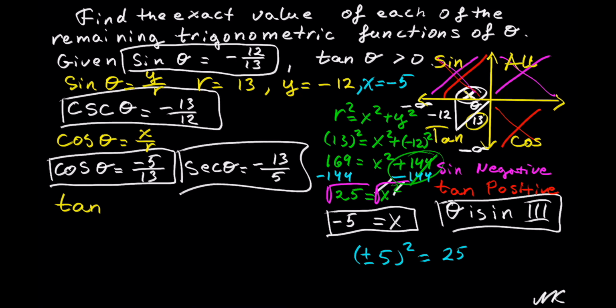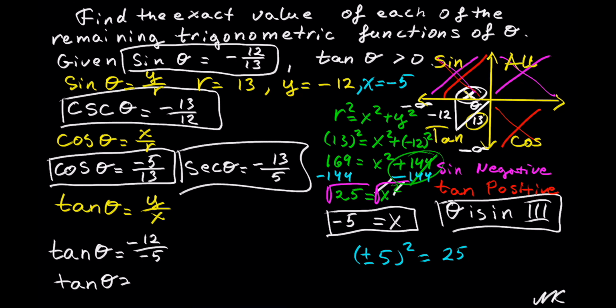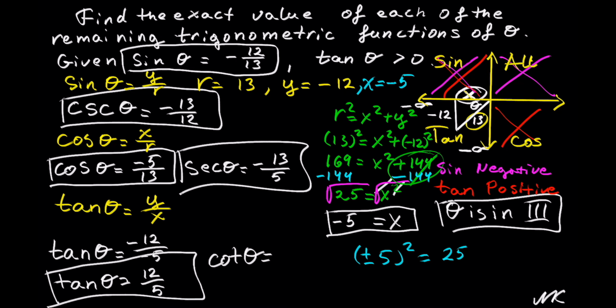And tangent of theta is equal to y out of x. So we get tangent of theta is equal to y is -12 out of x is -5. So tangent of theta is equal to negative divided by negative, positive 12 out of 5. Once you have tangent, we can find cotangent of theta, which is just a reciprocal of 12 out of 5, and it's going to be 5 out of 12. Cotangent of theta will be 5 out of 12, and this will be our solution. That's all.